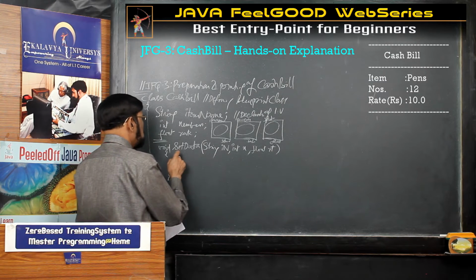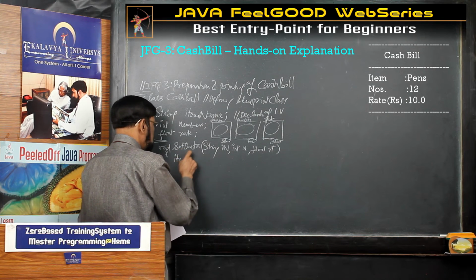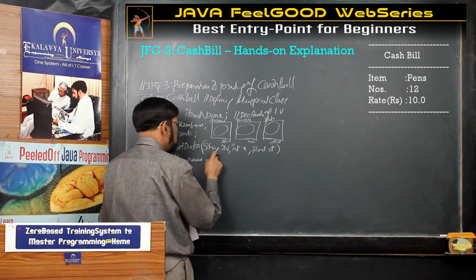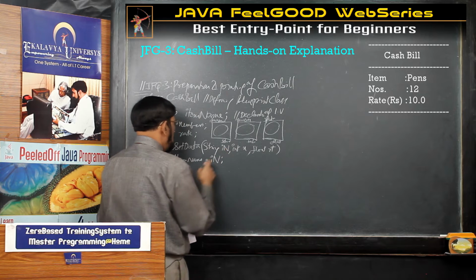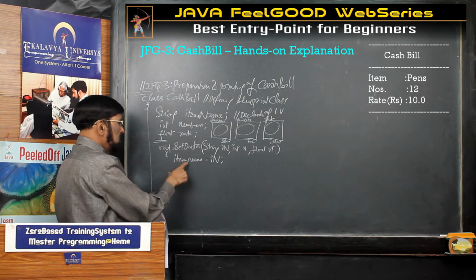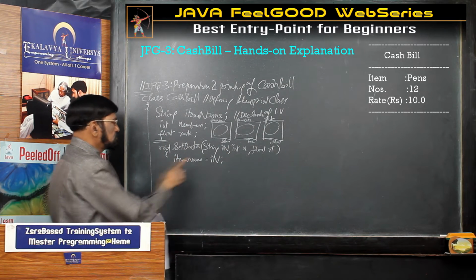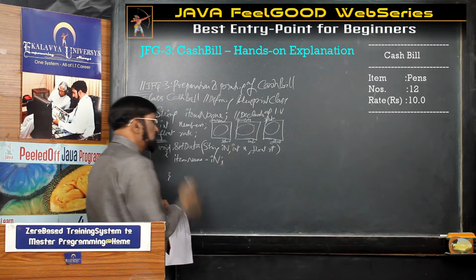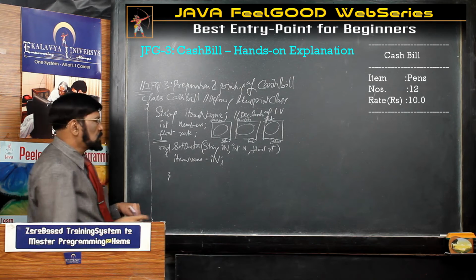Thereafter, you create a body of this. In the body, what do you write? Item name is equal to what exactly you have written. You must write that spelling and case. What exactly you have written, that you have to write here, and it should be terminated by a semicolon.